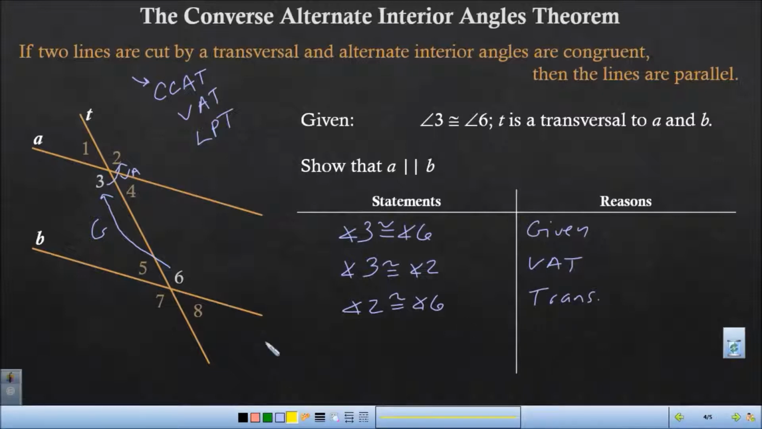Okay, so what we have now is these two angles, which are corresponding angles, congruent to one another. All right, and that means that A is parallel to B by the converse CAT theorem, the converse CAT. Now, in your homework assignment, you'll have to prove that 4 and 5 are also congruent, and you do it in the same pattern. You'll go vertical to angle 1, and then 1 and 5 will connect by the converse corresponding angles theorem to prove that A is parallel to B.